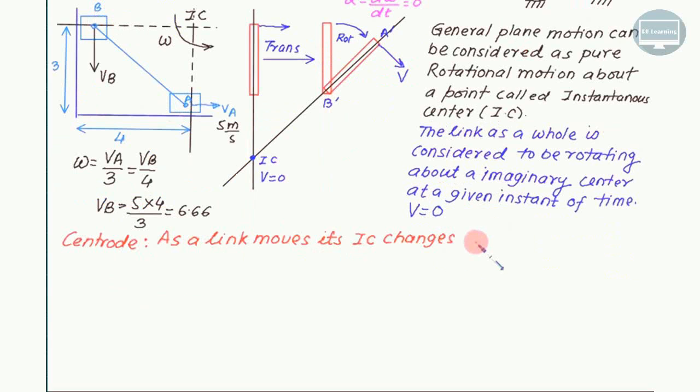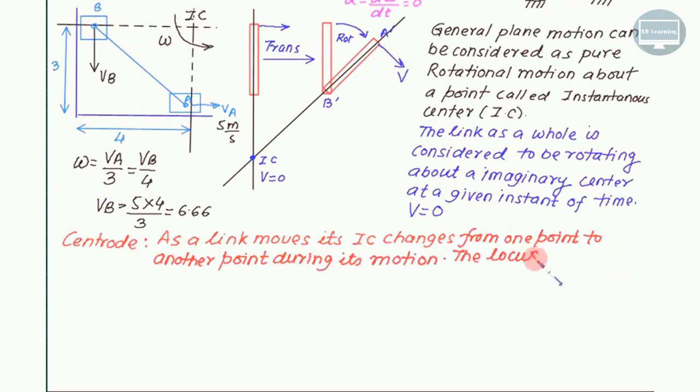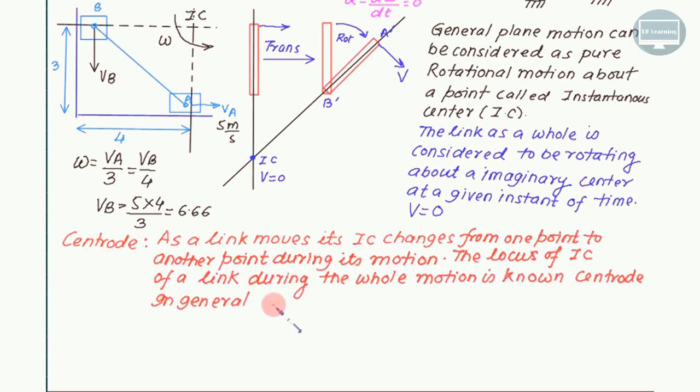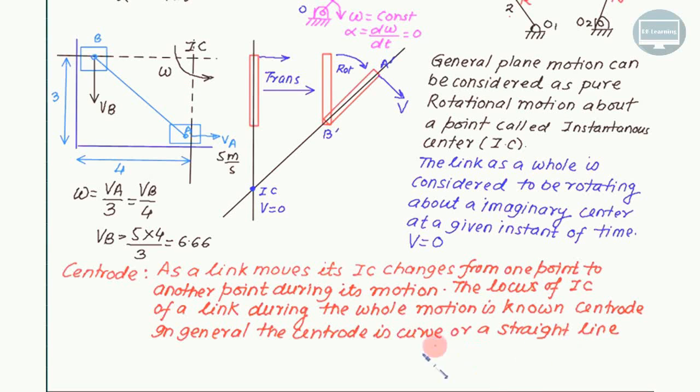As the link moves, its IC changes from one point to another point during its motion. The locus of IC of a link during the whole motion is called centroid. In general, the centroid is a curve or a straight line. Now check this concept. Suppose right now slider B is here and slider A is here, so IC is at this point. And suppose this slider will move downward, that is here. So this slider will go rightward, and because of this, if you draw the horizontal line to this and vertical line to this, IC will change. So if you draw all these points, you get a curve. That curve is called centroid. So centroid basically represents what? Locus of IC.